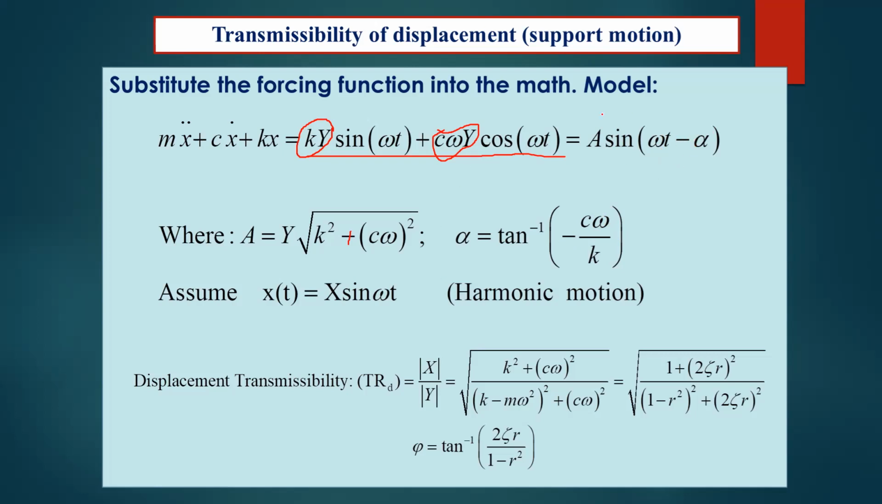Now this is the equation: m x double dot plus c x dot plus k x is equal to A sine (omega t minus alpha). Now let's consider the harmonic motion, because this is a harmonic sine function. So x of t is equal to X sine omega t.